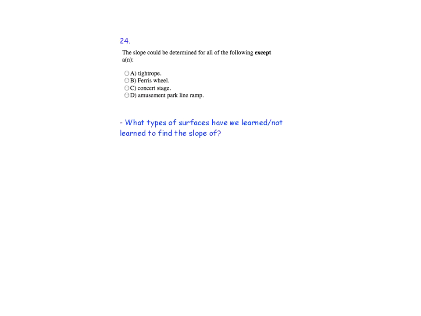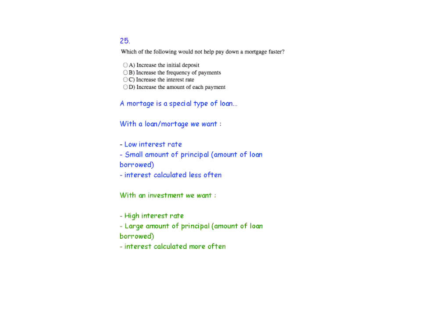Okay, so next question. It says the slope could be determined for all the following except: a tightrope, a Ferris wheel, a concert stage, an amusement park line ramp. So when we studied slope, we know there's certain types of surfaces we can find the slope of and certain types we can't find the slope of. So which one of these looks like one that we've never really looked at before as far as its shape? Tightrope, Ferris wheel, concert stage, or amusement park line ramp.